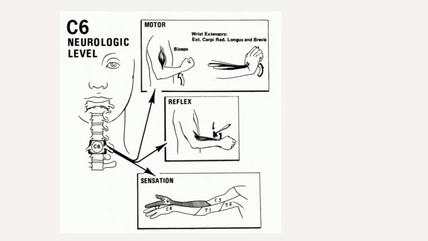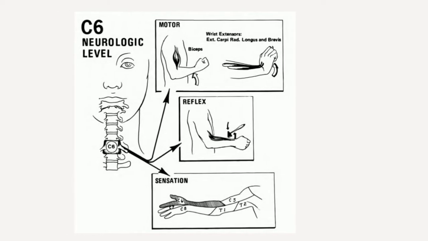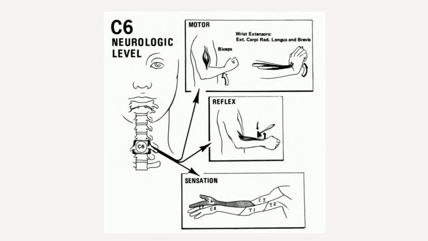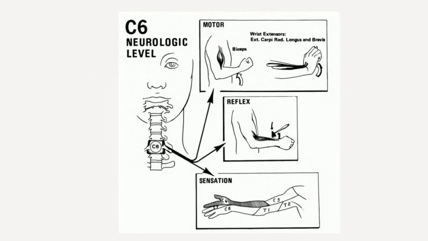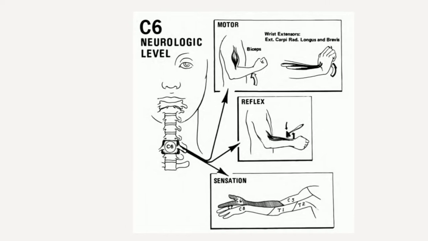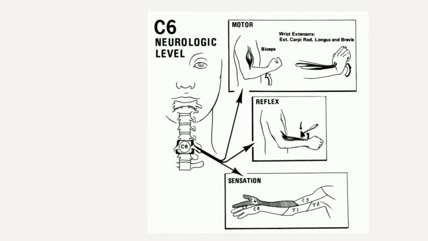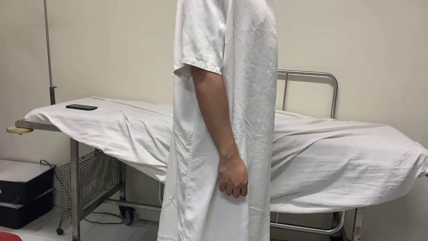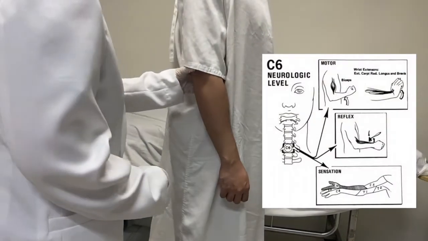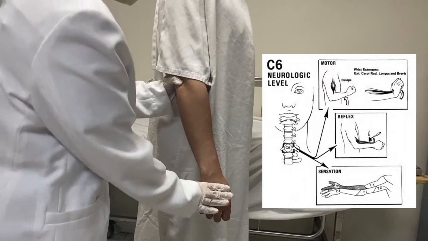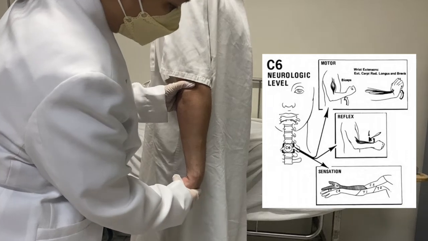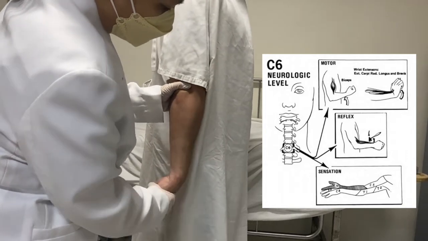Motor testing of the C6 nerve root is difficult because the testable muscles of C6 are also partially innervated by other nerve roots. Because the wrist extensors have a larger C6 contribution, we test these muscles. To test for wrist extension, grasp the patient's elbow at the proximal forearm. Place your free hand on the dorsal aspect of the patient's hand. Instruct the patient to extend the wrist against resistance.